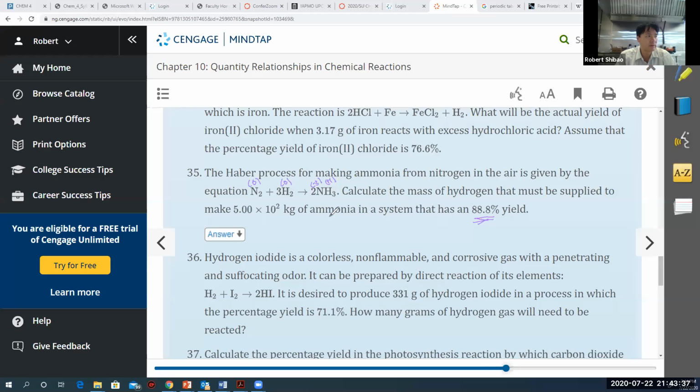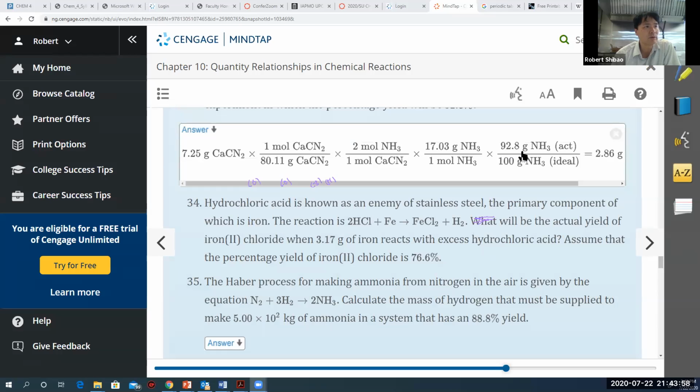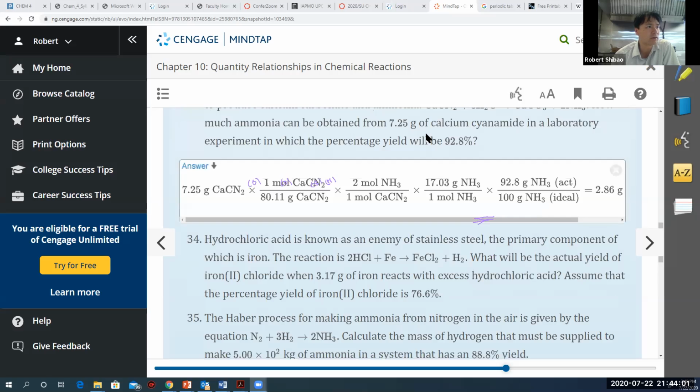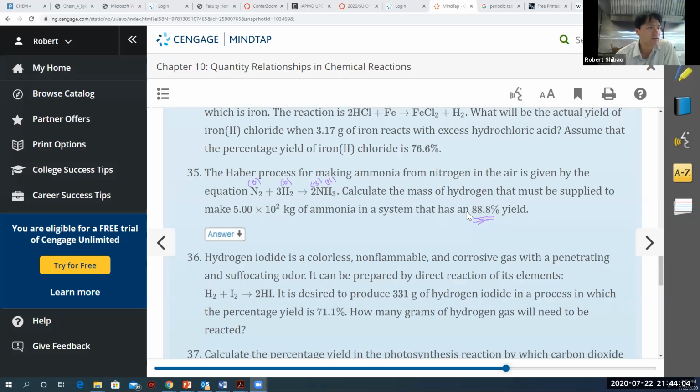Calculate the mass of hydrogen that must be supplied to make the given amount. Okay, now we have to be very careful here. When we do percent yields, take a look. We have to be very careful because in one direction, we use it as a regular percentage. In the opposite direction, we have to flip it upside down. When we look at the last problem, this is just 92.8 parts out of 100. That's a normal percentage, right? What we have to do here is a bit different because we're starting off with this. This is my analogy for this problem. Let's say you need 100 cookies.